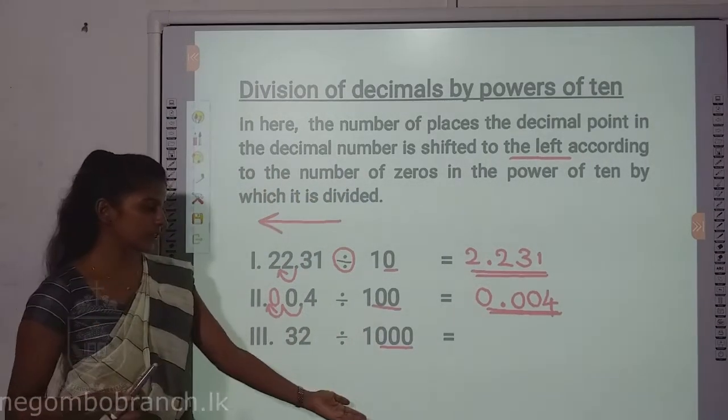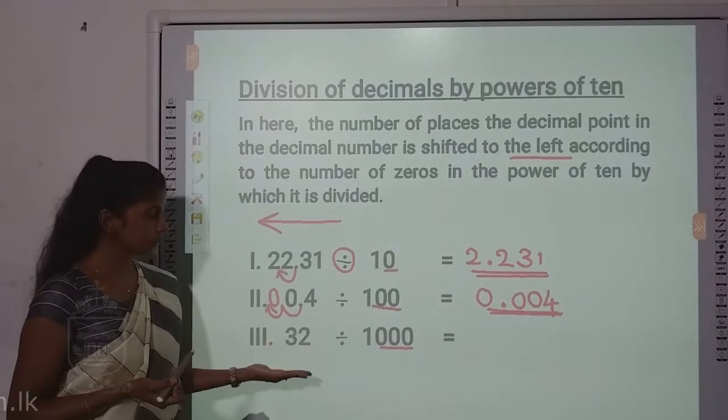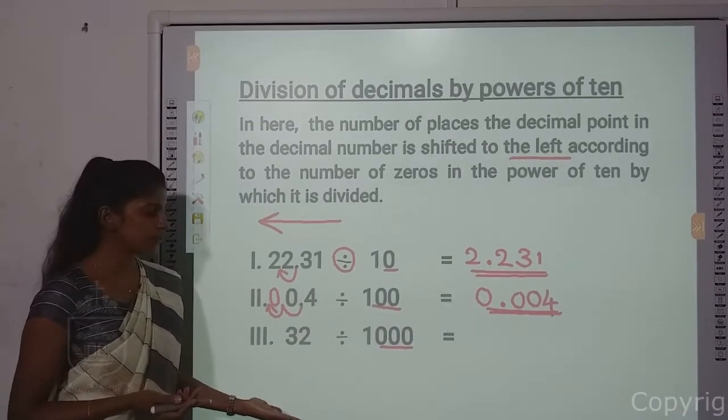Right. Last one. 3 zeros. 3 moves should be taken. Now in this example, 32, you can't see a decimal point.